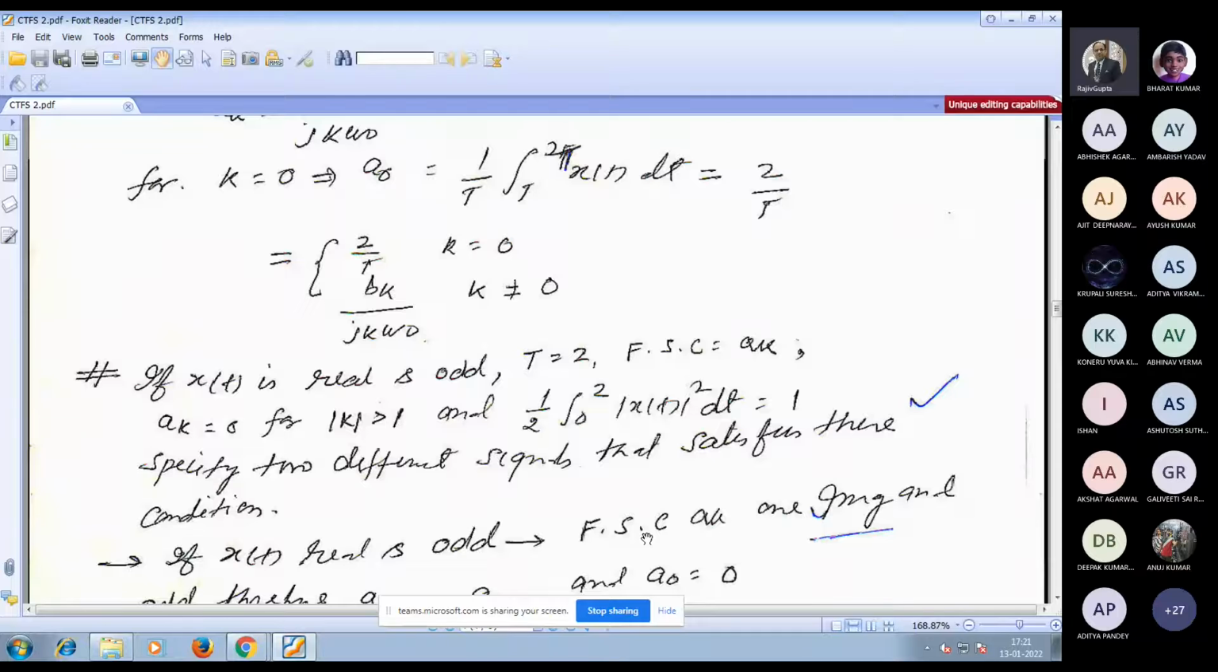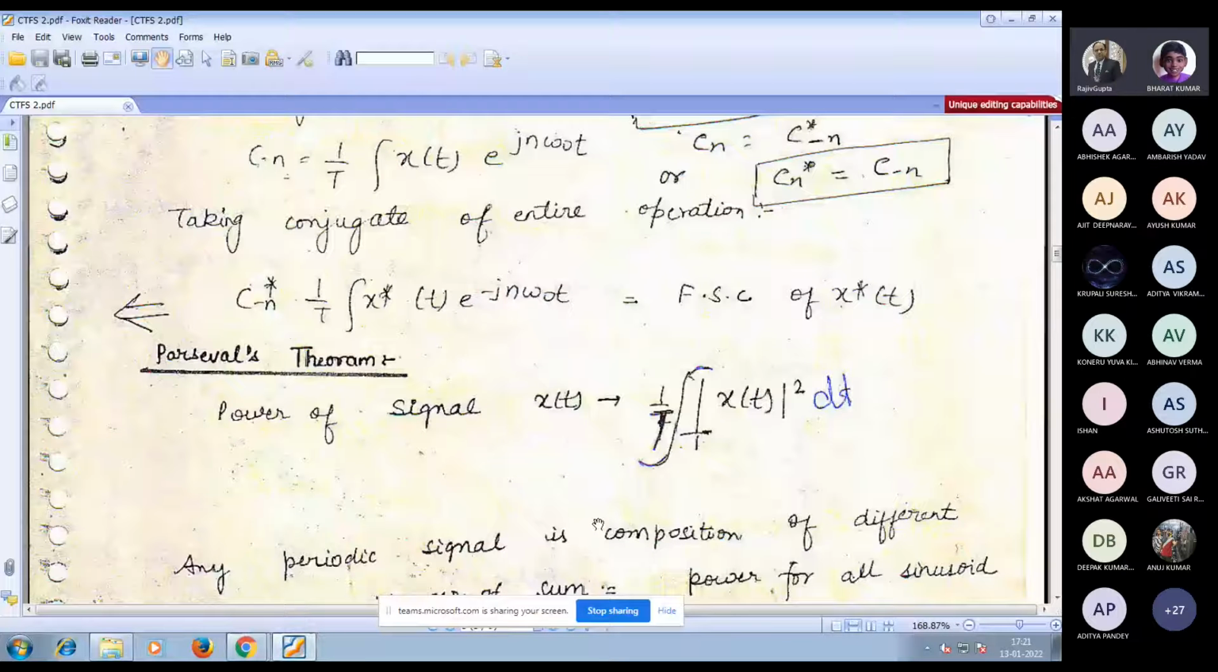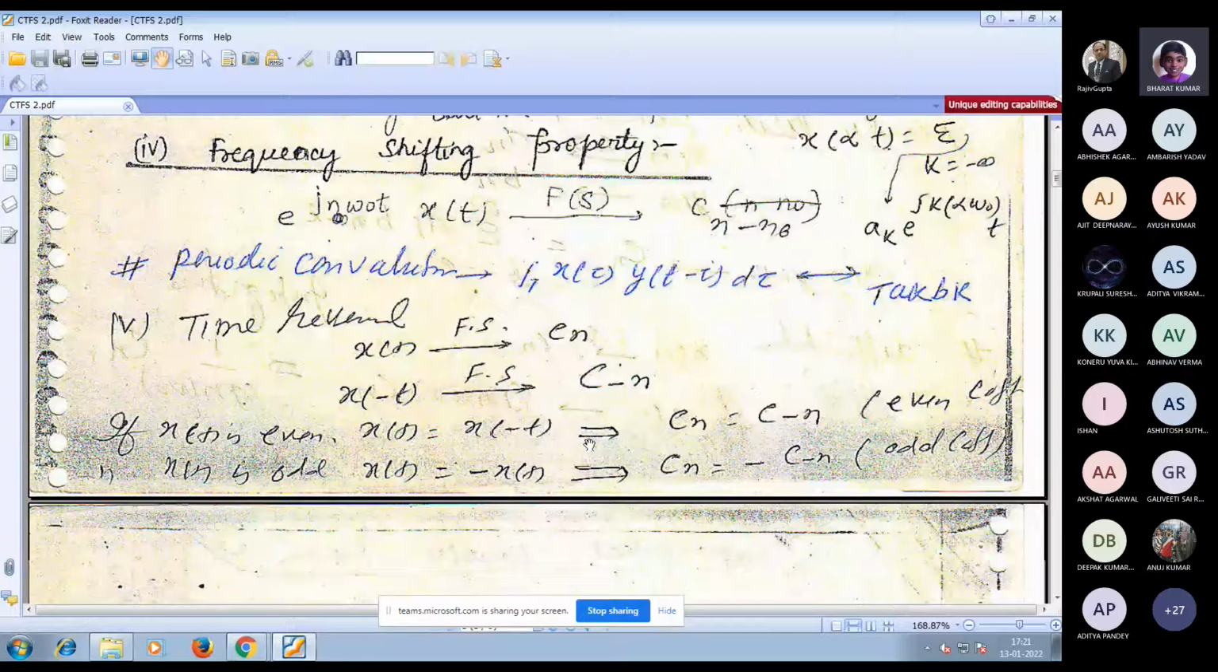Okay, tell me what are the conditions that you found from these. क्या क्या मिलेगा? xt अगर real and odd है, so how will you comment on Fourier series coefficient? They must be imaginary and odd. ठीक है. अगर कोई सिग्नल ऑड है तो उसके ak और a माइनस k में क्या रिलेशन है, ये प्रॉपर्टी मैंने आपको कल बताई थी, अगर आपको याद हो. ak is equal to minus of a minus k.